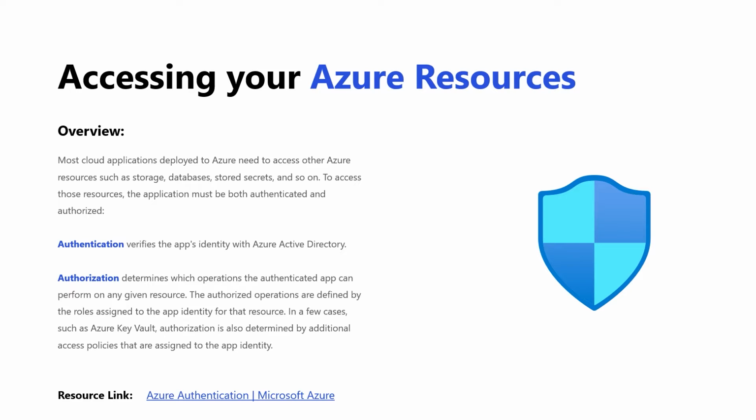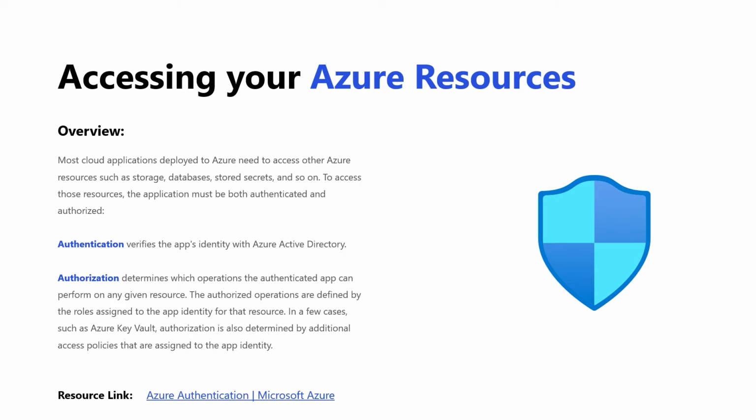So as a brief overview, most cloud applications deployed to Azure need to access other Azure resources such as storage, database, stored secrets, and so on. To access those resources, the application must be both authenticated and authorized. So what does authenticated mean? Well, authentication verifies the app's identity with the Azure Active Directory. We'll talk about that later.